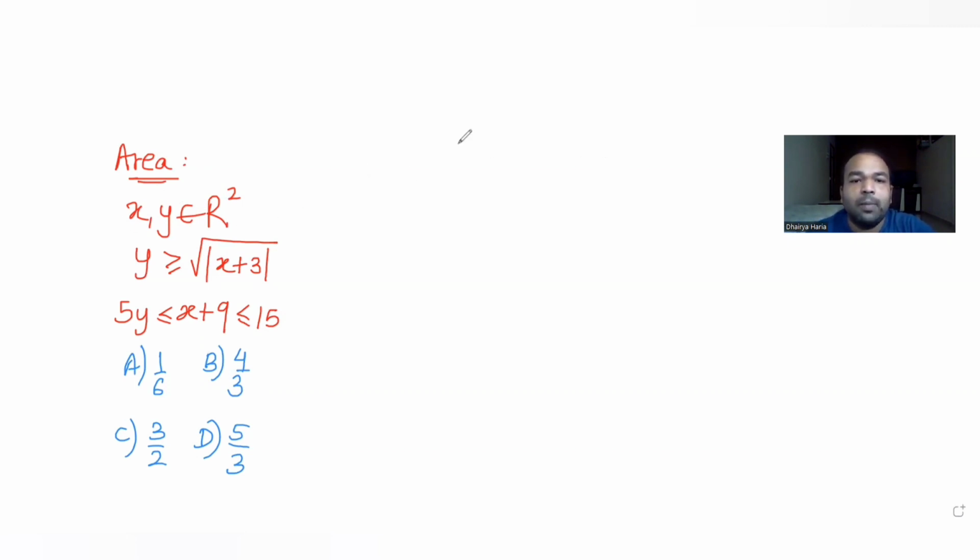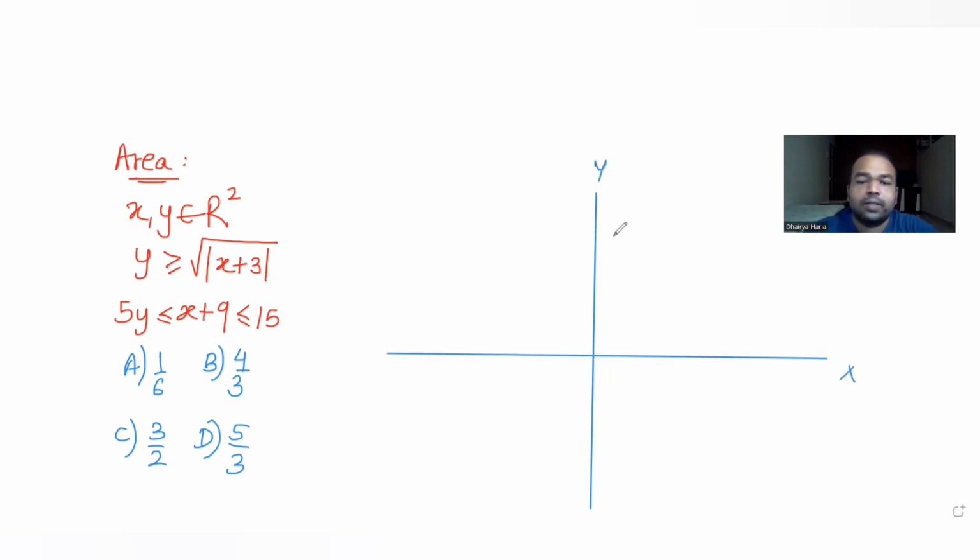First of all, x and y belong to real number square. So let me first plot the x and y axes; on the first page only we will draw the curves. So this is your y axis and say this is your x axis. These are the two axes given to us. Now let's solve the equations and then plot the regions we get, and whenever we get the final region, we will find the area there.